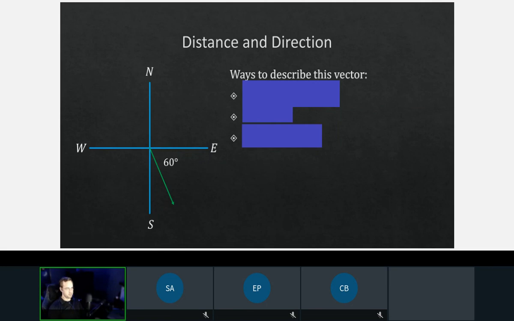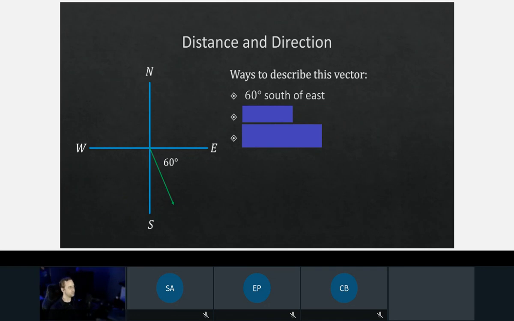All right, so Sarah's saying it's 60 degrees south of east. Do all of you agree with that? 60 degrees south of east? Everyone agree with that one? Yeah, it looks like everyone agrees. I agree too. All right, we got it. We all got it right. All right, what's the next one?